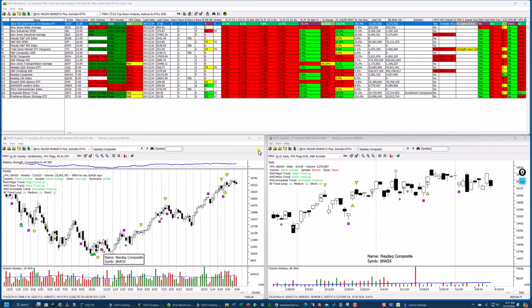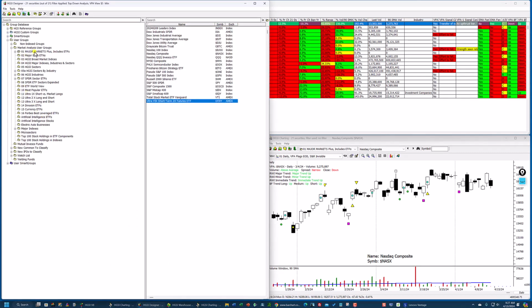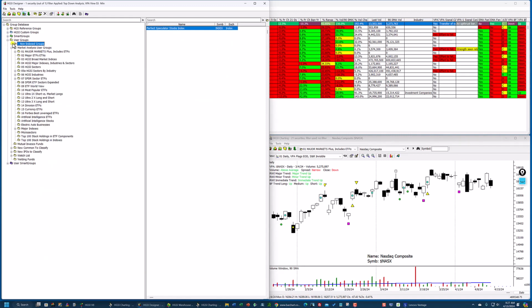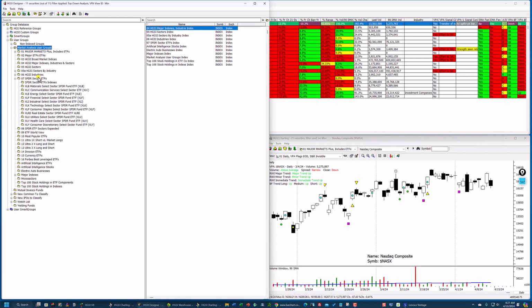Now, there are a lot of ways to look at the market, but I have a folder which I call Major Markets Plus, which I've created over the years. And I have two folders, non-index funds, which are updated every day, and then the market analysis user groups, which I use for market analysis, obviously. Now, I just updated the spider sector ETFs this morning with information from bar chart. Everything is current as of today.